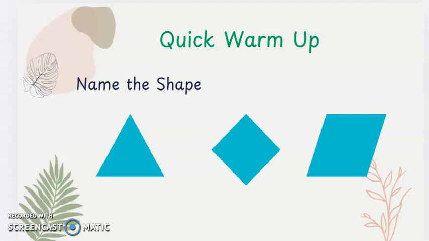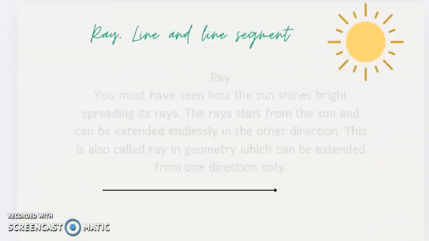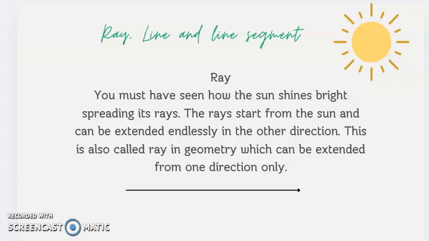Now, let's move on to the main topic, which is ray, line, and line segment. You must have seen how the sun shines bright in the sky, spreading its rays all around. The rays start from the sun and can be extended endlessly in the other direction. This is also called a ray in geometry, which can be extended from one direction only. As you can see in the given figure, I have used an arrow at the end. This indicates that it can be extended endlessly from that side.